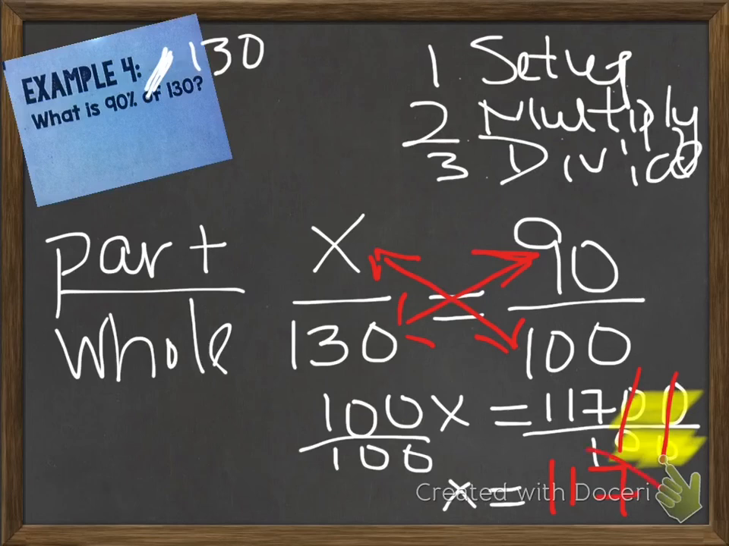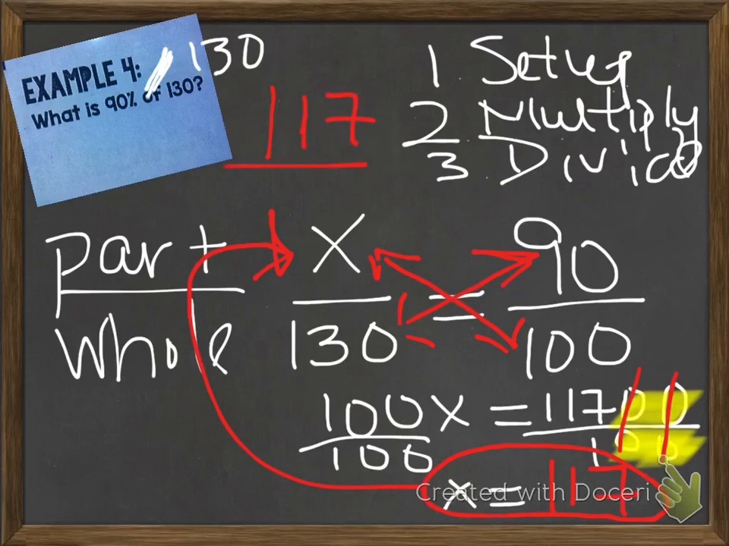So I'm going to take this number, x equals 117, and bring it up to the top. If you notice, the 117 is part of 130. So we have our answer for the actual part.